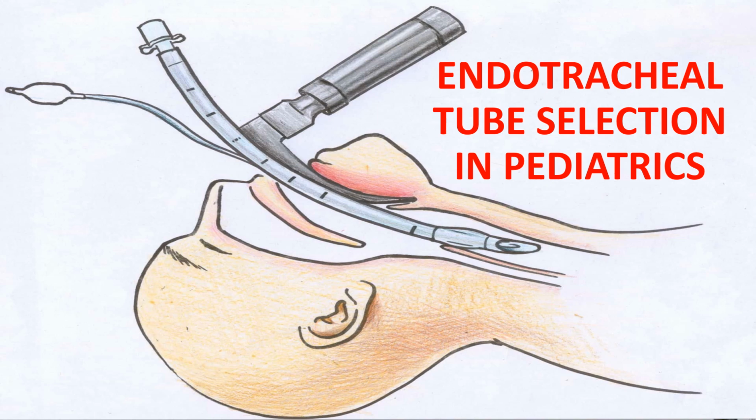Today we are learning about endotracheal tube selection in pediatrics. This session is important to everybody who deals with a critically ill child, either in ICU for pediatrics, NICU, that is the neonatal ICU, or even in theater and sometimes in outpatient department where you need to intubate before taking the child to ICU.